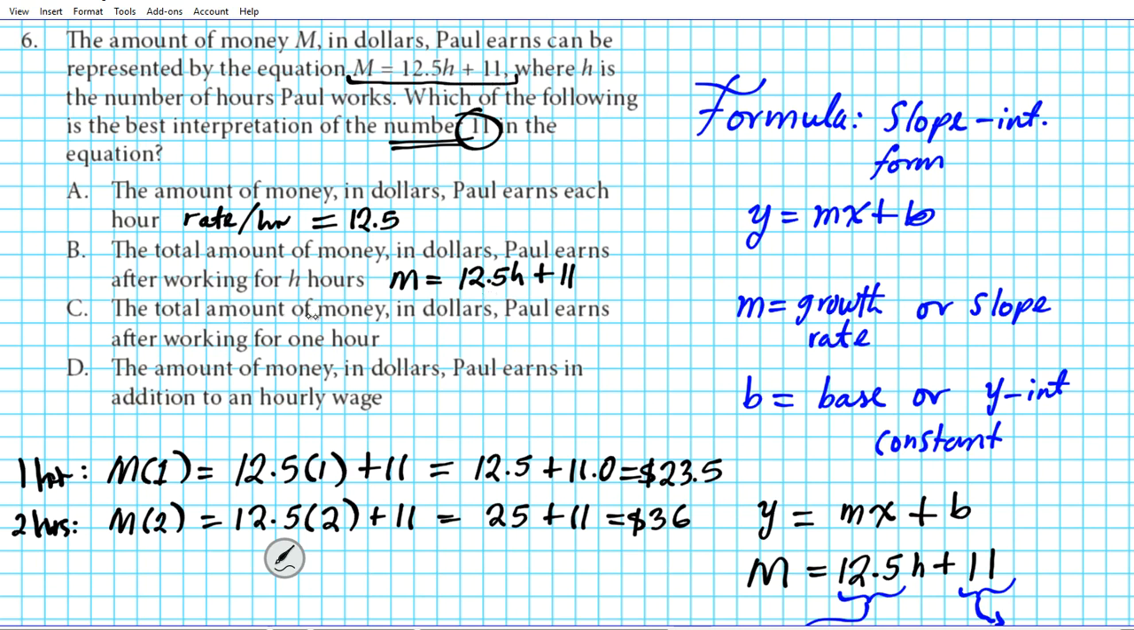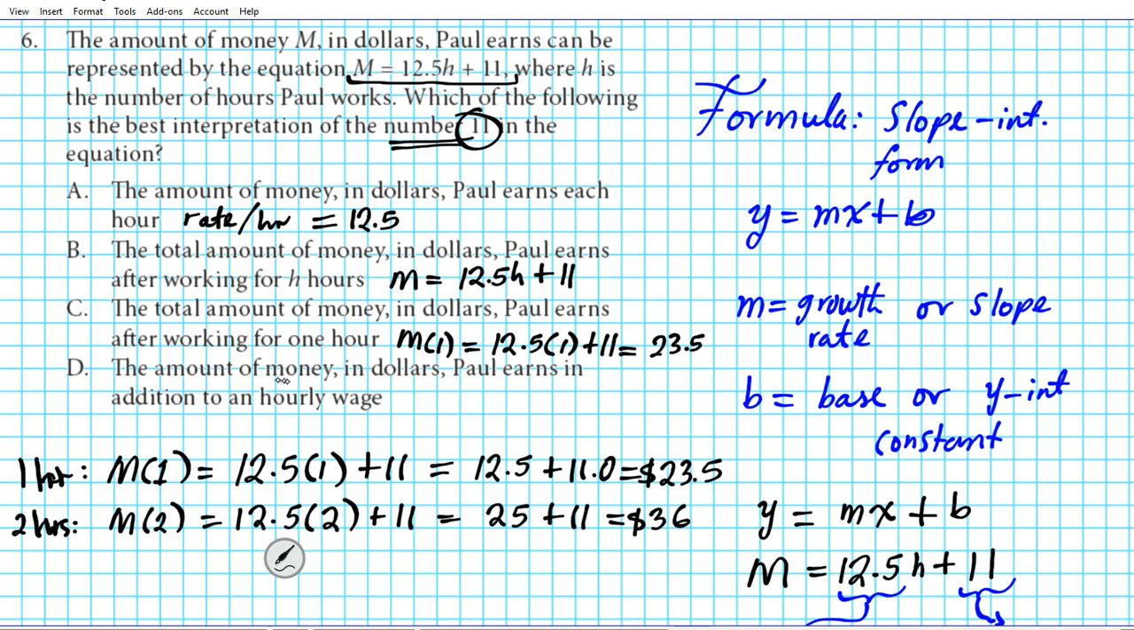Option C, the total amount of money in dollars Paul earns after working for 1 hour. That's a special case of this function again. We're going to be looking at M of 1. We already computed what that is, 12.5 times 1 plus 11, which is 23.5. That's not what we're looking for.